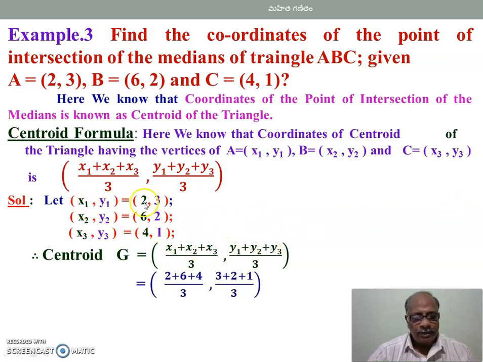How? x1 means 2, x2 means 6, x3 means 4. Similarly, y1 3, y2 2, y3 1. (2 plus 6 plus 4) by 3, (3 plus 2 plus 1) by 3. After adding and cancellation, we are left with (4, 2).